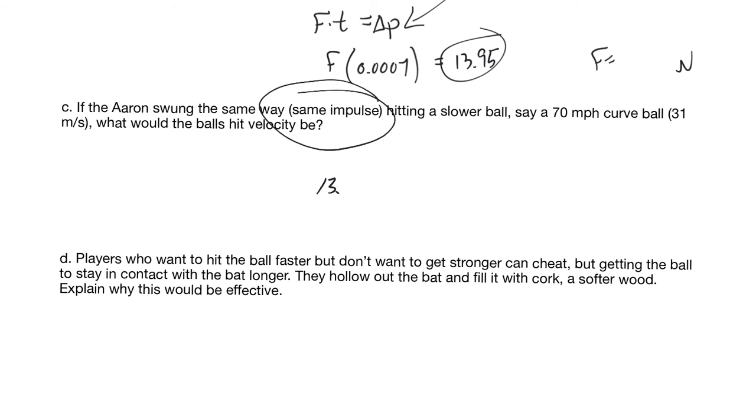This will be different, though. It's telling you to take this 13.595 and do m v final minus m v initial. This will suggest the ball will be hit faster, but it won't be. It won't be.